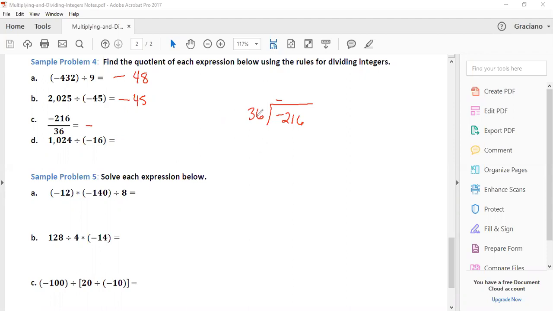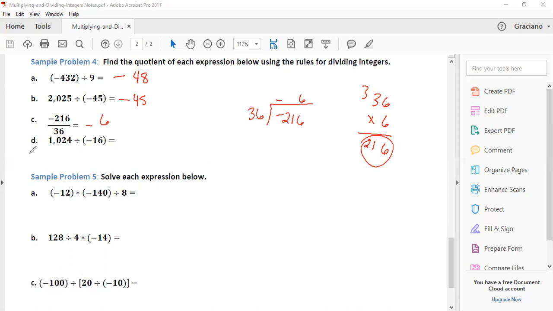So how many times does 36 go into 216? I do believe it goes in 6 times. Let's double check over here on the side. 36 times 6. 6 times 6 is 36. Carry my 3. 3 times 6 is 18 plus 3 is 21. So it is 216. So my answer should be negative 6.